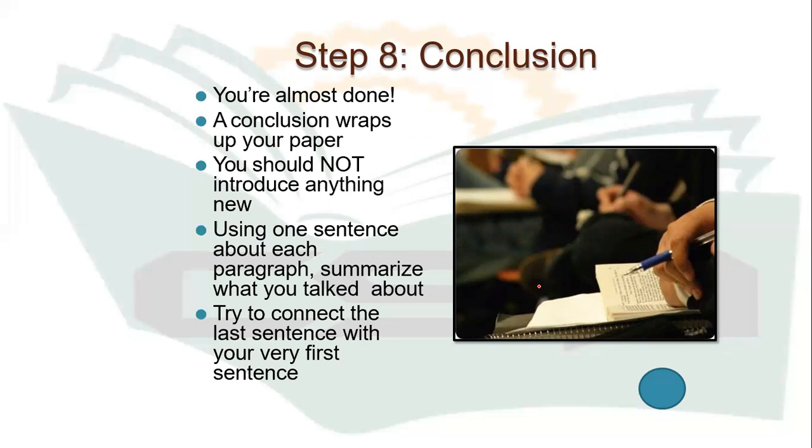All right. So you are almost done. The conclusion wraps up your paper. It's all about the concluding things, key points, or the findings of your research article. You shouldn't introduce anything new here. Using one sentence about each paragraph, you will summarize what you talked about in your article. And try to connect your last sentence with your very first sentence. It means that you will relate your last sentence with your previous sentence.